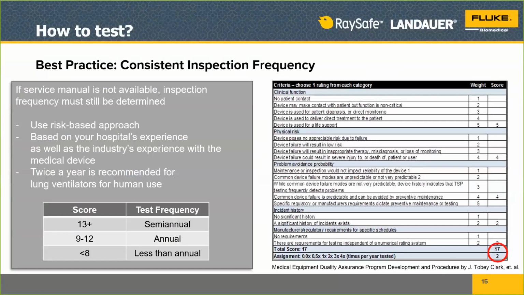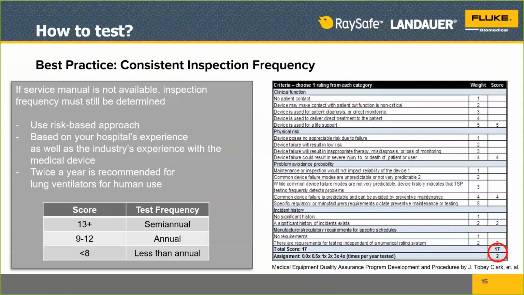The second point to make is make sure you're testing things with a consistent inspection frequency. The service manual or international standard may tell you what the test intervals should be, but here's an example of using a more quantitative approach to determine how often you should test, in this case, a ventilator. And what this does is it takes the experience of your hospital with the device, as well as the industry's experience with the device, and helps you quantitatively assess how often you should be testing it. The first thing to look at is clinical function, right? So devices can range from having no patient contact to being a critical life support device. In this case, a ventilator is a life support device, so it gets a 5.